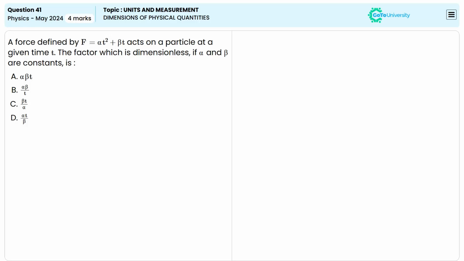Which factor will be the dimensionless quantity? So here, the force defining equation is given in the question, where F is equal to alpha t square plus beta t. So based on the principle of homogeneity, we can write F is equal to alpha t square and F is equal to beta t. It's known that the dimension of force is nothing but M L T power minus 2.